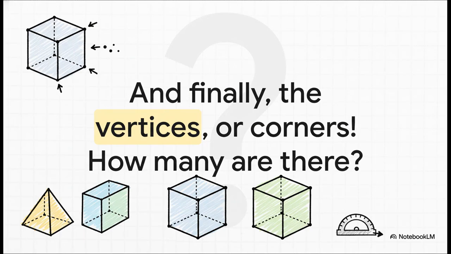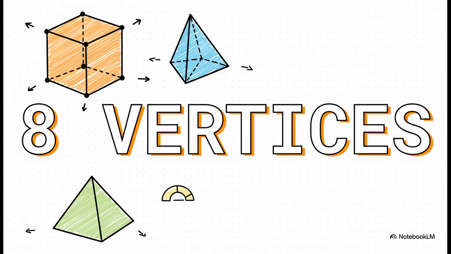And last but not least, the vertices. I know, it's a bit of a fancy word, but it just means the sharp corners. The pointy bits where all the edges meet. So how many corners are there? Easy peasy. 4 corners on the top and 4 corners on the bottom, which makes 8. 8 vertices. So, let's recap for our cube. 6 faces, 12 edges, and 8 vertices. Got it? Good. Lock those numbers in your head.